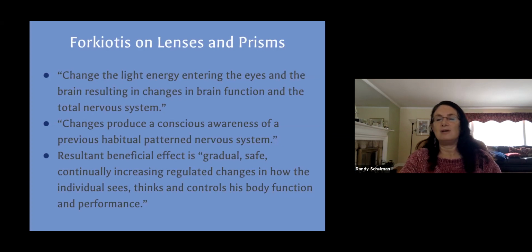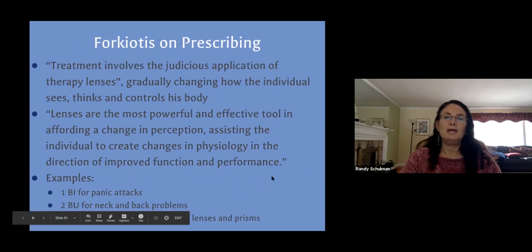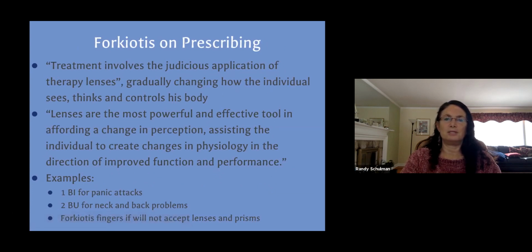So he would use higher and higher power lenses and prisms so that you can actually guide the patient's bodily control, function, and performance. He loved using the word judicious. He often said treatment involves the judicious application of therapy lenses. And he actually was a big proponent of changing how the individual sees, thinks, and controls his body.